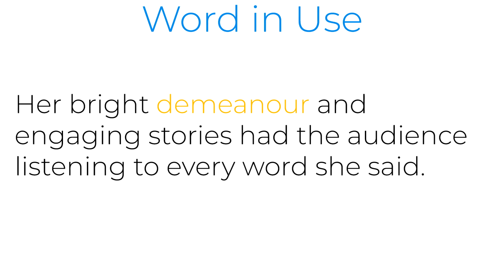Now let's look at one more sentence. Her bright demeanor and engaging stories had the audience listening to every word she said. This person has a very bright demeanor, so she's talking to an audience. Now, if you're talking to an audience, you do not want a negative demeanor. Otherwise, they won't be listening to you. So she has a bright demeanor. What do you think this means?